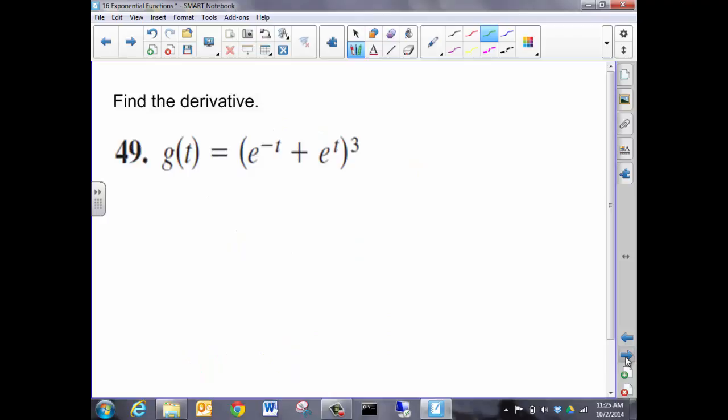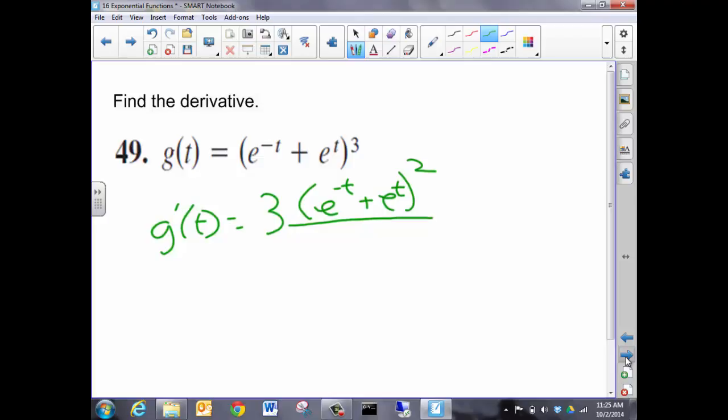All right. These are more common to what you're going to see, I think. Something like this. This is where we get to be a little more challenging. Find the derivative. Now, when you look at that, what do you see first? Chain rule. Okay. So g prime is going to be 3 times that same thing, we don't change it, squared, times the derivative of the inside. So what do we get for the derivative of e to the negative t? e to the negative t?